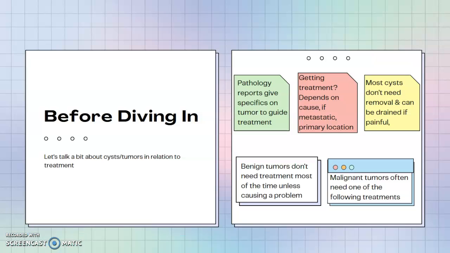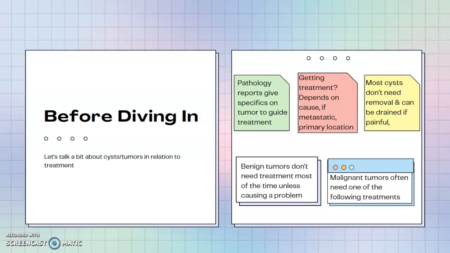To start off with, let's talk a bit about cysts and tumors with relation to treatment. As we touched on lightly last time, pathology reports can give you the specifics about the tumor and its condition, like whether it's cancerous, if it's in its primary location, and so on, to help guide your treatment plan. Most cysts are not going to require removal, but if it's painful or you don't like how it looks, you can have it removed or the fluid within it drained. Something to keep in mind though, however, is that if you do drain the cyst, there will be a possibility of regrowth and a need for complete removal.